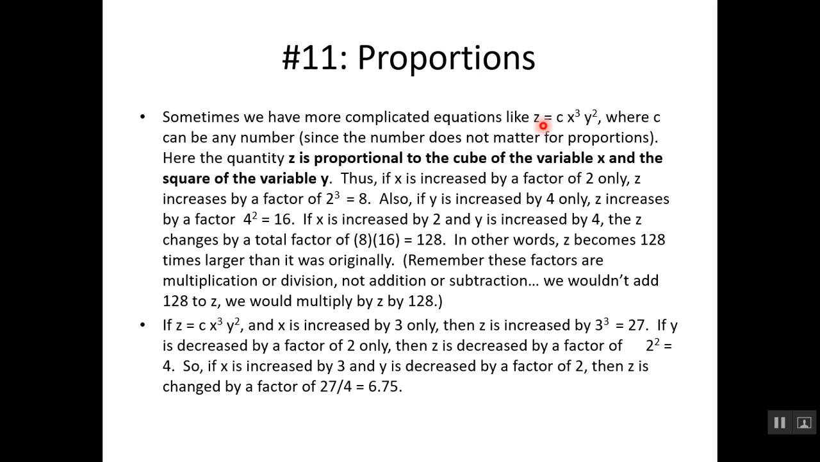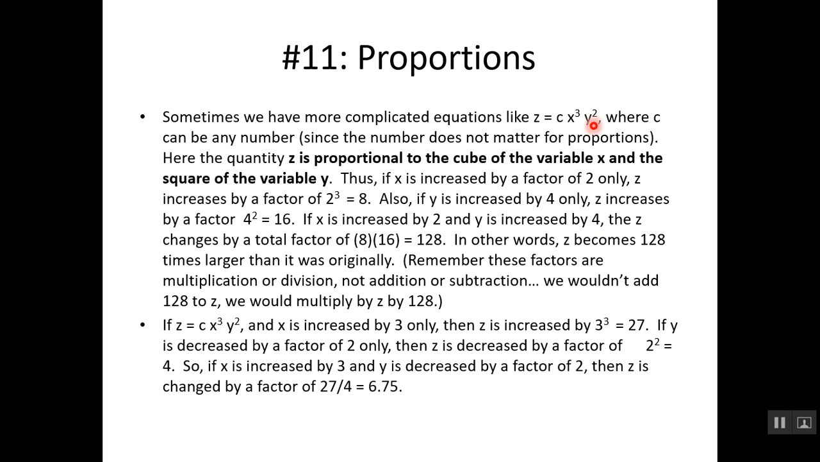Once again, z and y are proportional. Nothing's in the denominator here. So basically, if you make y bigger, then z gets bigger. But it doesn't just get bigger by 4. It gets bigger by 4 squared because it's y squared, right? So 4 squared is 16. So if you increased y by a factor of 4, then z would go up by 16, which is 4 squared.